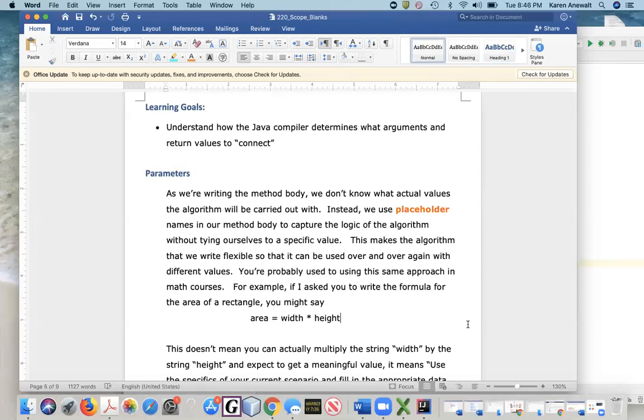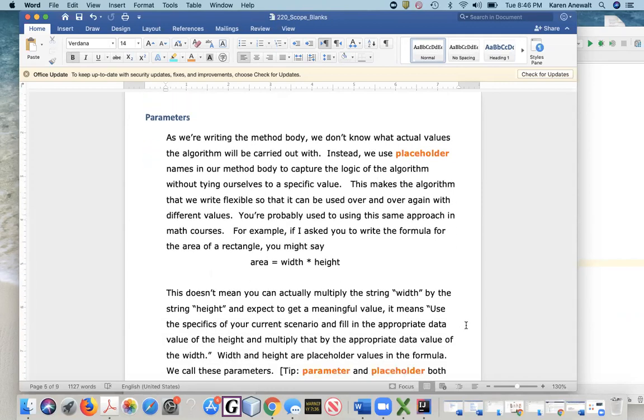So I want to begin by reviewing the terms parameter and argument. A parameter is part of a method that we're writing. A parameter can be part of a method that we write on our own or part of code that's written and part of the standard library. As we're writing a method body on our own, we don't usually know what actual values the algorithm is going to be carried out with.